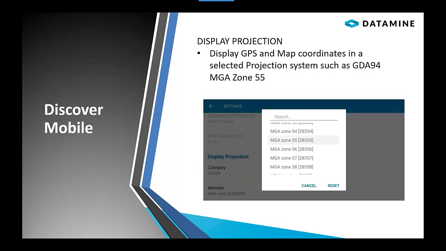We also have projection support now. So basically you can define a projection here. So you might want to say, GDA 94 zone 55, that'll display on your GPS and your map coordinates. In the past, we're only showing just lat long WGS 84.